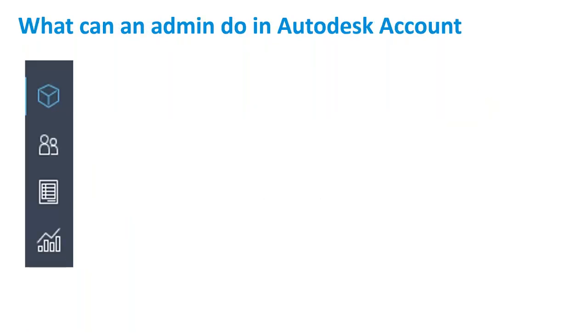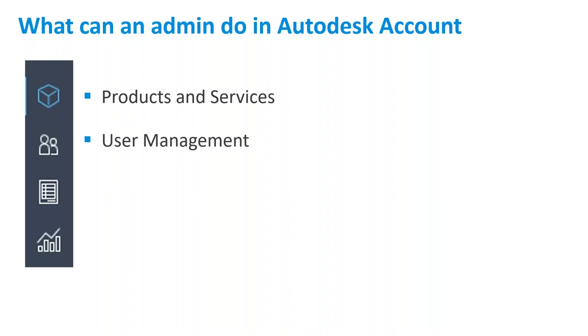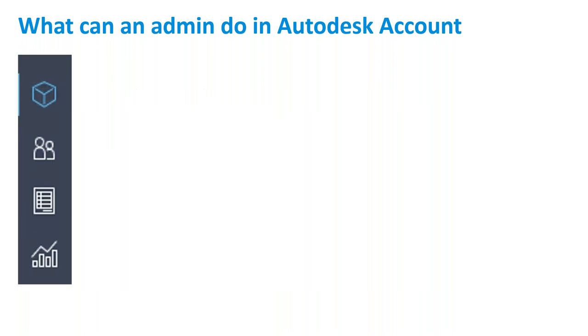Cool, so what can you do as an admin in the Autodesk account? So this is now the management section. There's four main sections in here. On the left-hand side, you should see products and services, user management, billing and orders, and reporting. The first one I'm going to have a look at today is products and services.